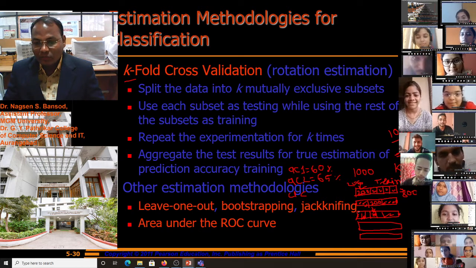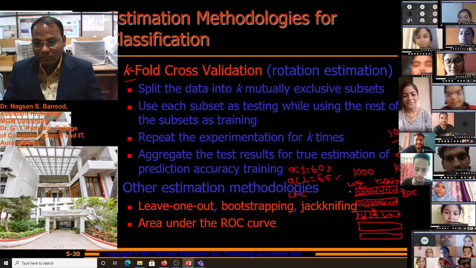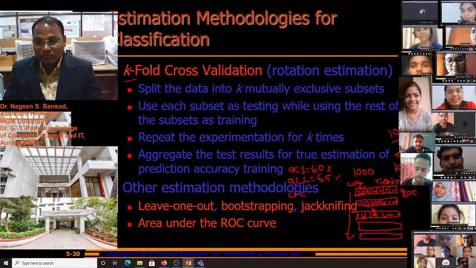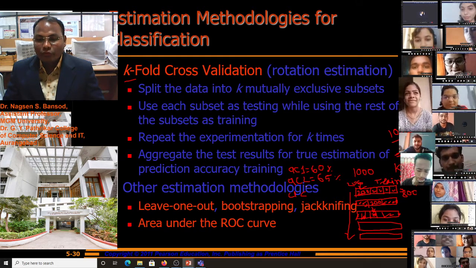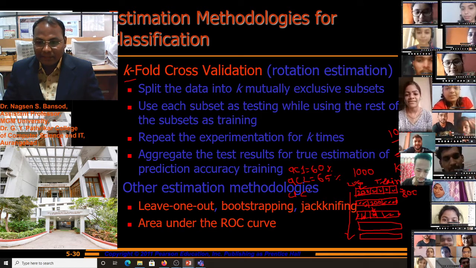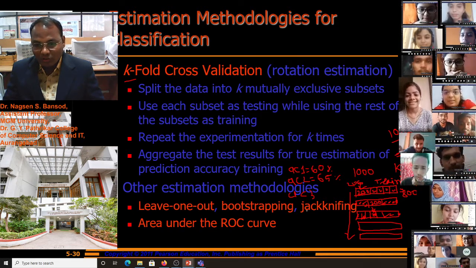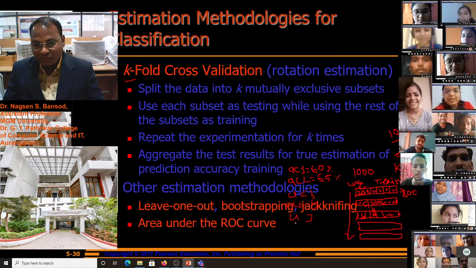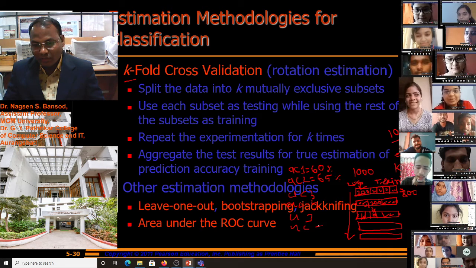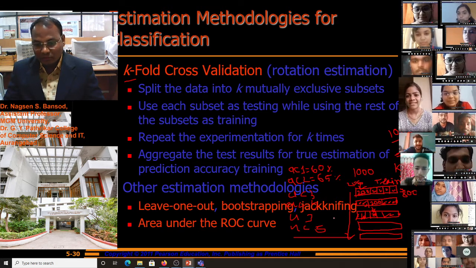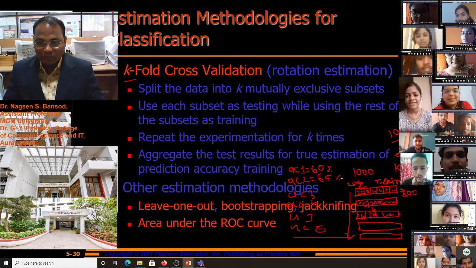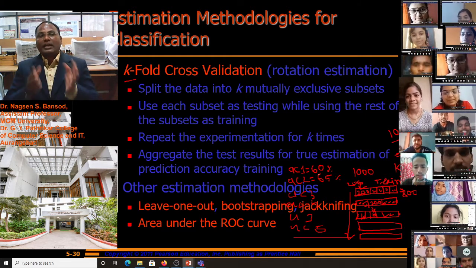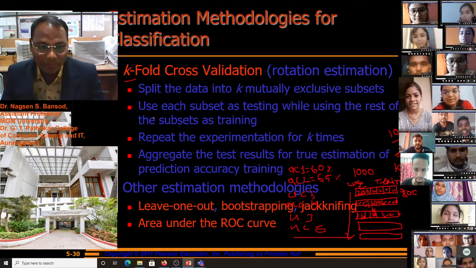Likewise we will find the accuracy for all 5 folds, that is k folds. Then we will take the mean of all these 5 accuracies, AC1, AC2, AC3, AC4 and AC5, the total divided by 5, as well as the minimum accuracy and maximum accuracy.